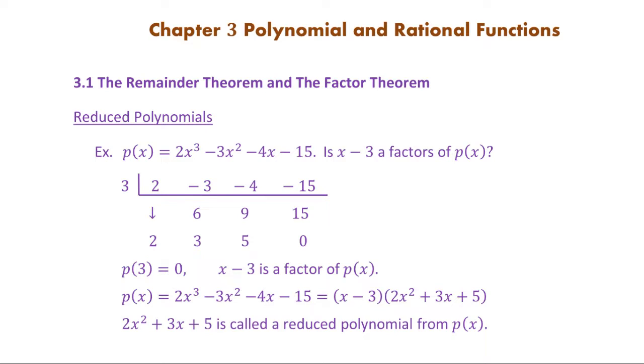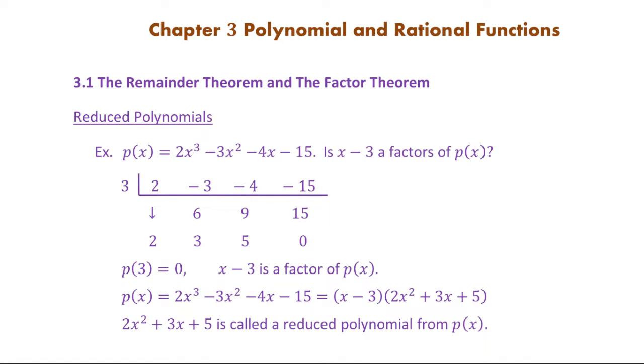Okay, and then we can easily write down this division by p equals x minus 3 times 2x squared plus 3x plus 5. Remember, the last number on the bottom row of synthetic division, which is 0 in here, is the remainder. So we get no remainder, and other numbers are the coefficients of the quotient.